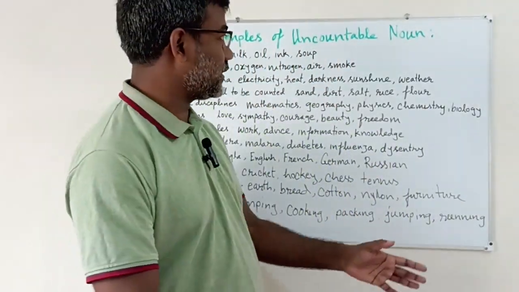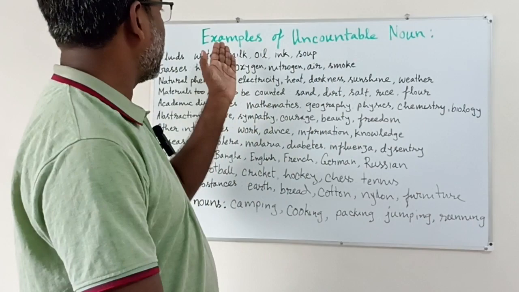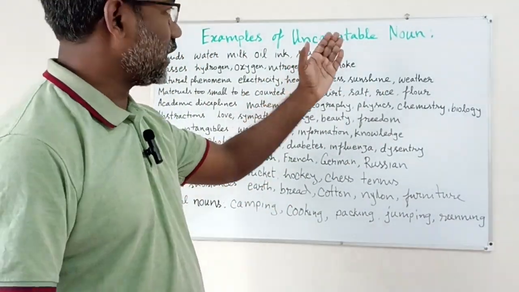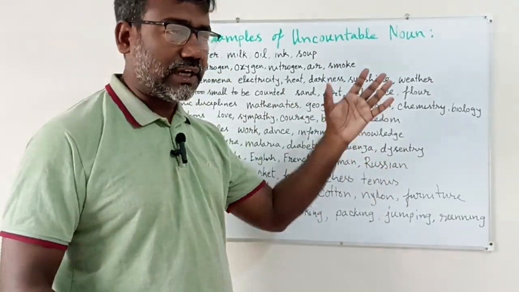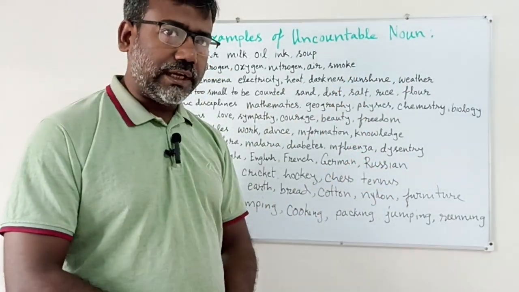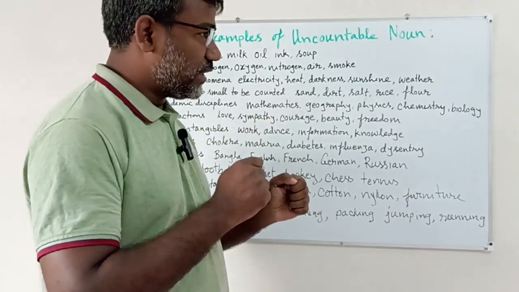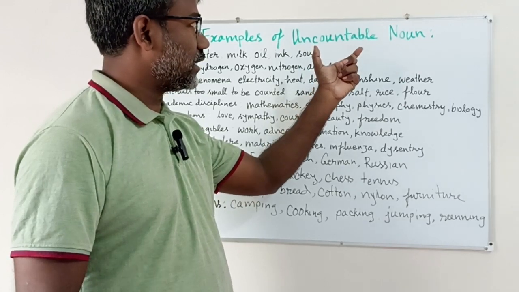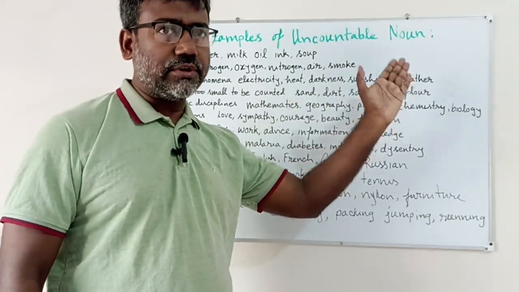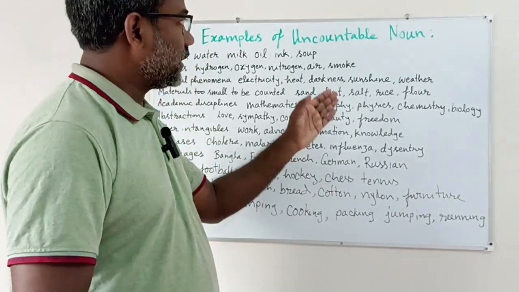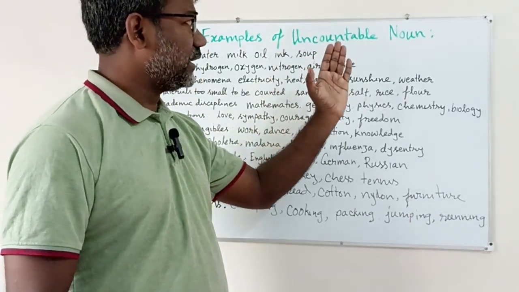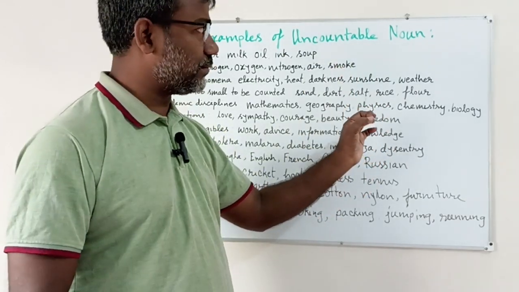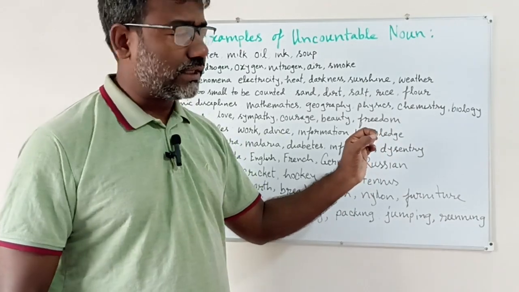Now I am going to show you examples of uncountable nouns. Noun has two categories, countable and uncountable noun. When you are making sentences, you have to know whether a noun is countable or uncountable. That means identifying a noun's countability or uncountability is very much important when you are making a sentence.